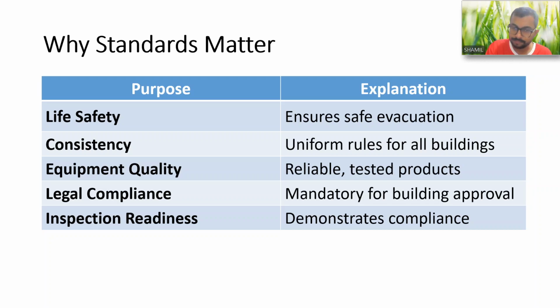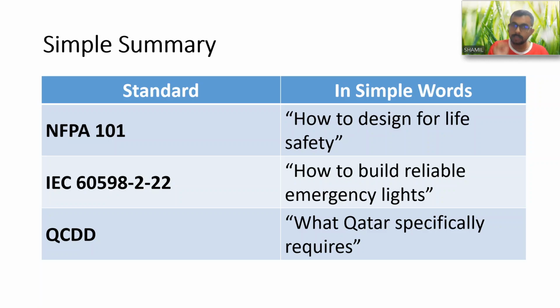So to summarize, NFPA 101 talks about how to design an emergency exit lighting system for life safety. The IEC 60598-2-22 talks about how to build reliable emergency lights. And the QCDD, Qatar Civil Defense Department, talks about what is specifically required when it comes to the emergency and exit lighting system in Qatar. So these are the codes and standards that we have discussed.